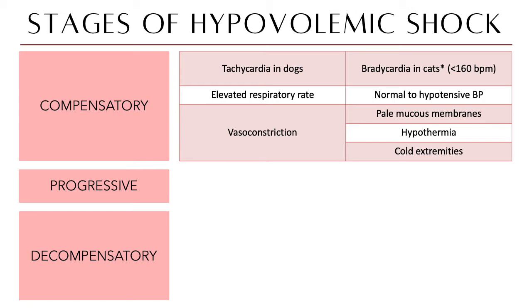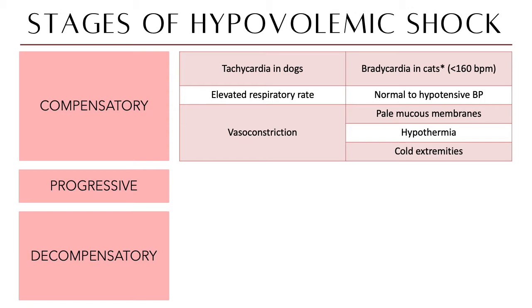And ang pinaka-least prioritize niyan would be your extremities. That's why you feel cold. That's why you have pale mucous membranes. Because those things are not important for your body. Your body is saying the blood needs to go to the brain.